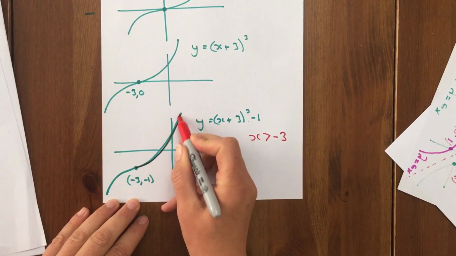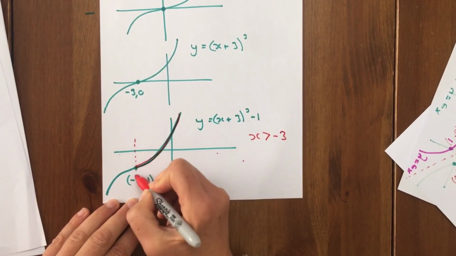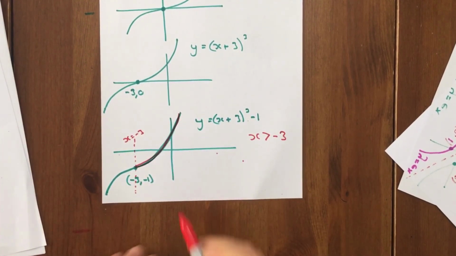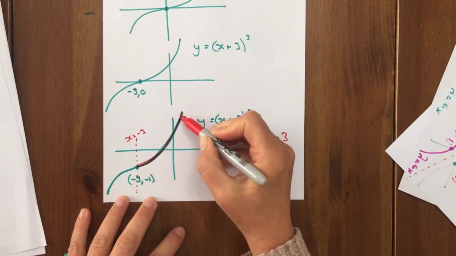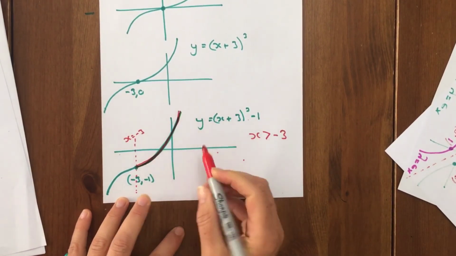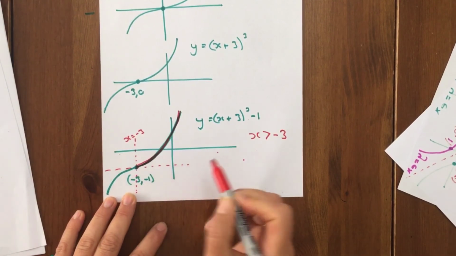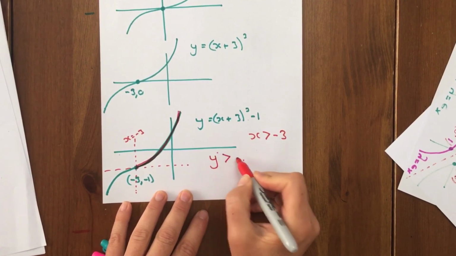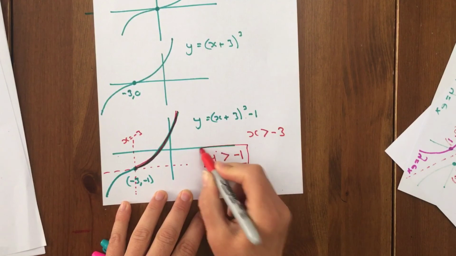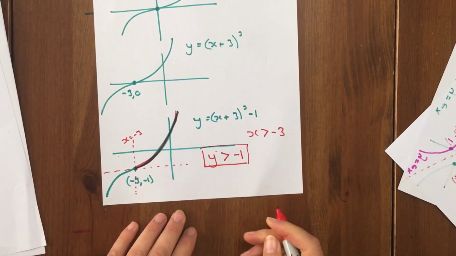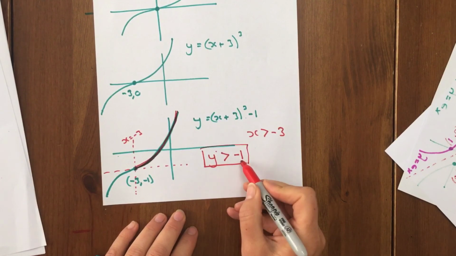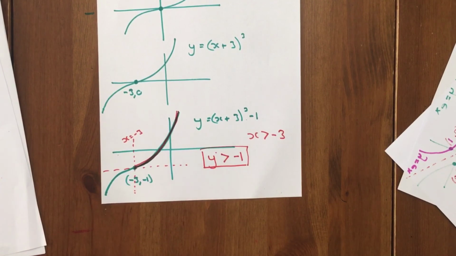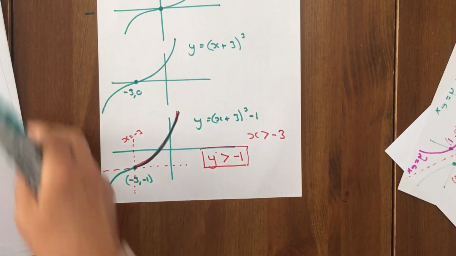So my domain here is only this part of the graph, because x equals negative 3 here. So I am only looking at the range of this part of the graph, and this graph will carry on forever. So we can see that y stops at negative 1. So my range is y is greater than negative 1. It can't equal negative 1 because x cannot equal negative 3 in the domain. Okay, another really good question to go through, quite a difficult question there.